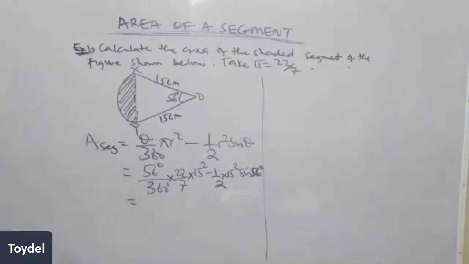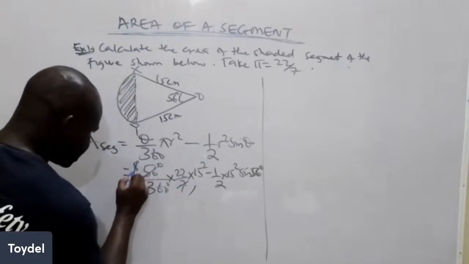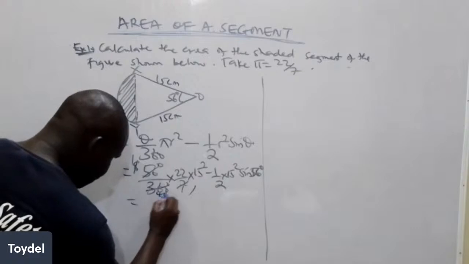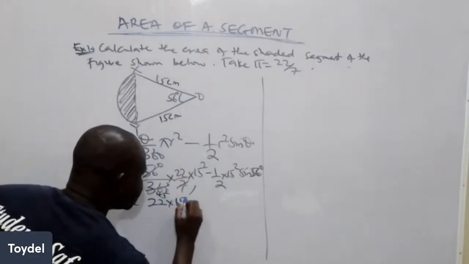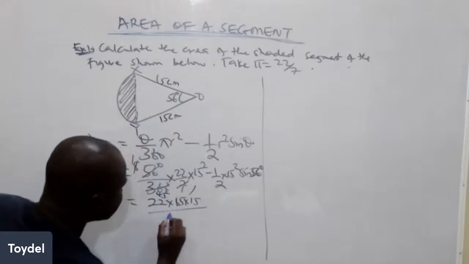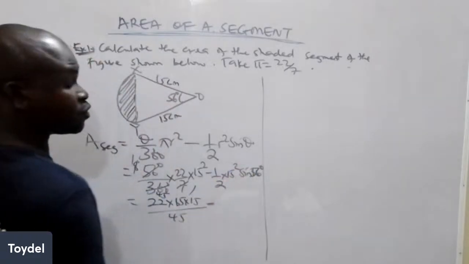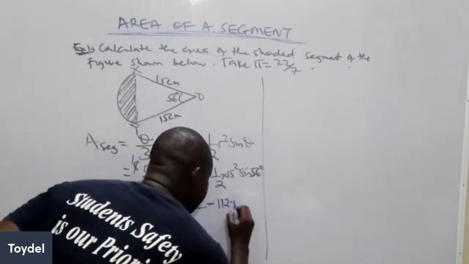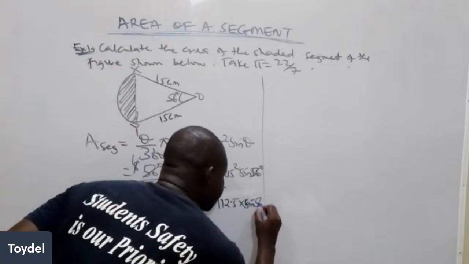So here, what do we do? 7 times 8 is 56. So 7 here 1, 7 here is actually 8. 8 here 1, 8 in 360 will be 45. So at the end of the day, we are going to have 22 times 15 divided by 45, minus 15 times 15, which is 225, divided by 2. We have 112.5 multiplied by sine 56 degrees.